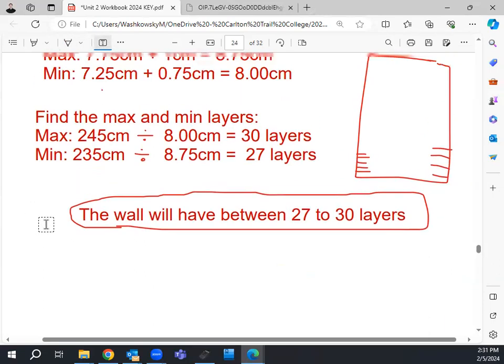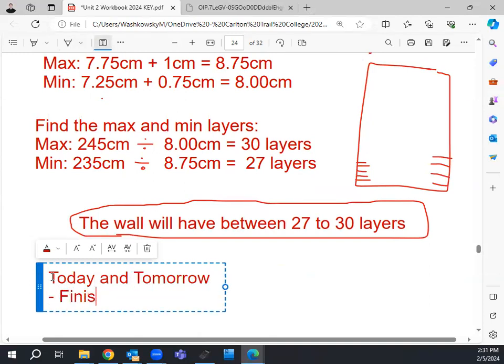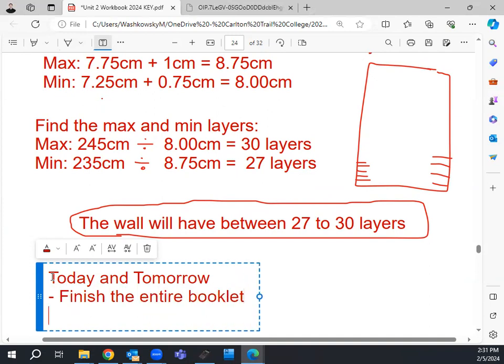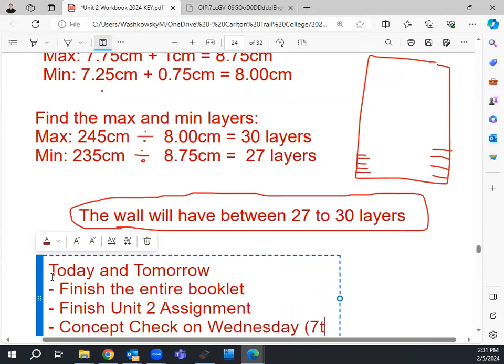So what's going to happen now, and this is for today and tomorrow, you can finish the entire booklet, all of it. That's it. There's two chapters. You can finish the entire booklet. You can finish the unit 2 assignment. And we're going to have the concept check on Wednesday. That's the 7th.